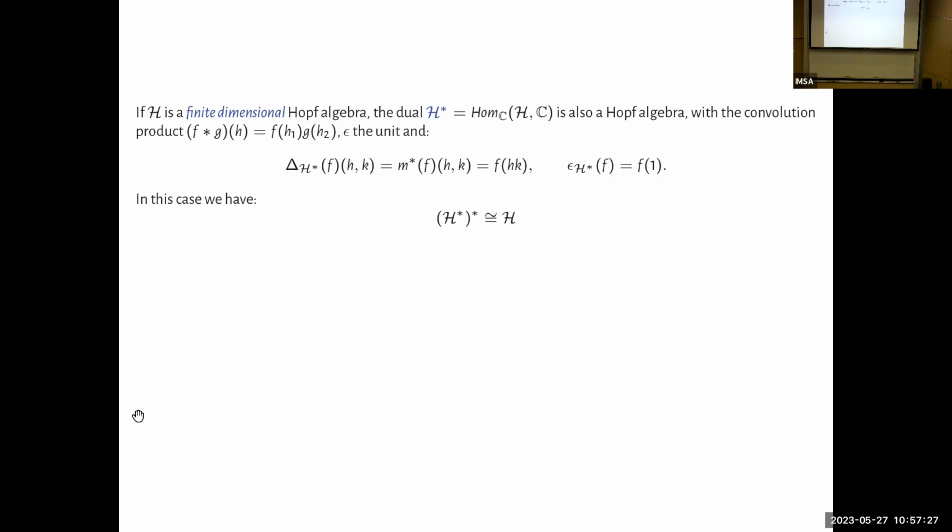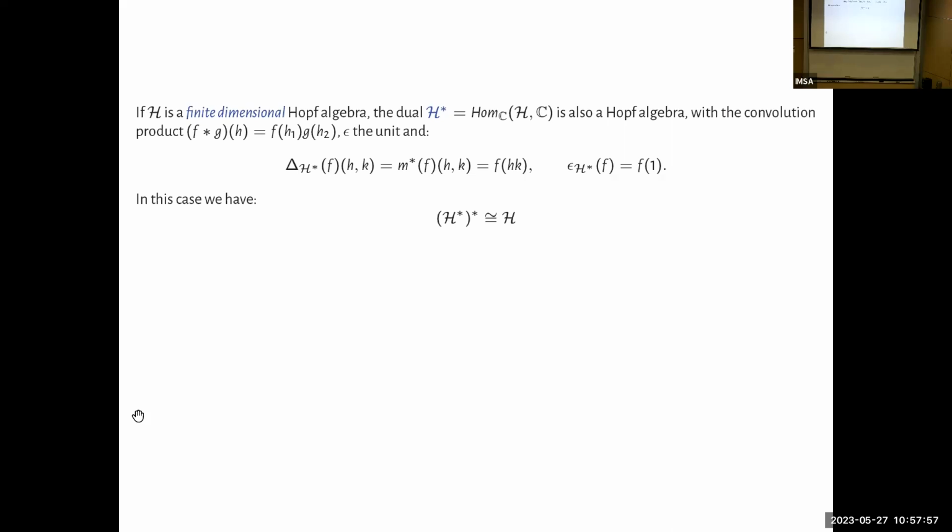And the comultiplication of the dual is obtained by transposing the multiplication of the algebra. So the comultiplication of f is an element of H dual tensor H dual. We evaluate it on a pair h, k of elements of the algebra, and that is just f on hk. And the counit of the dual, evaluated on f, is just f evaluated on the unit of the algebra.